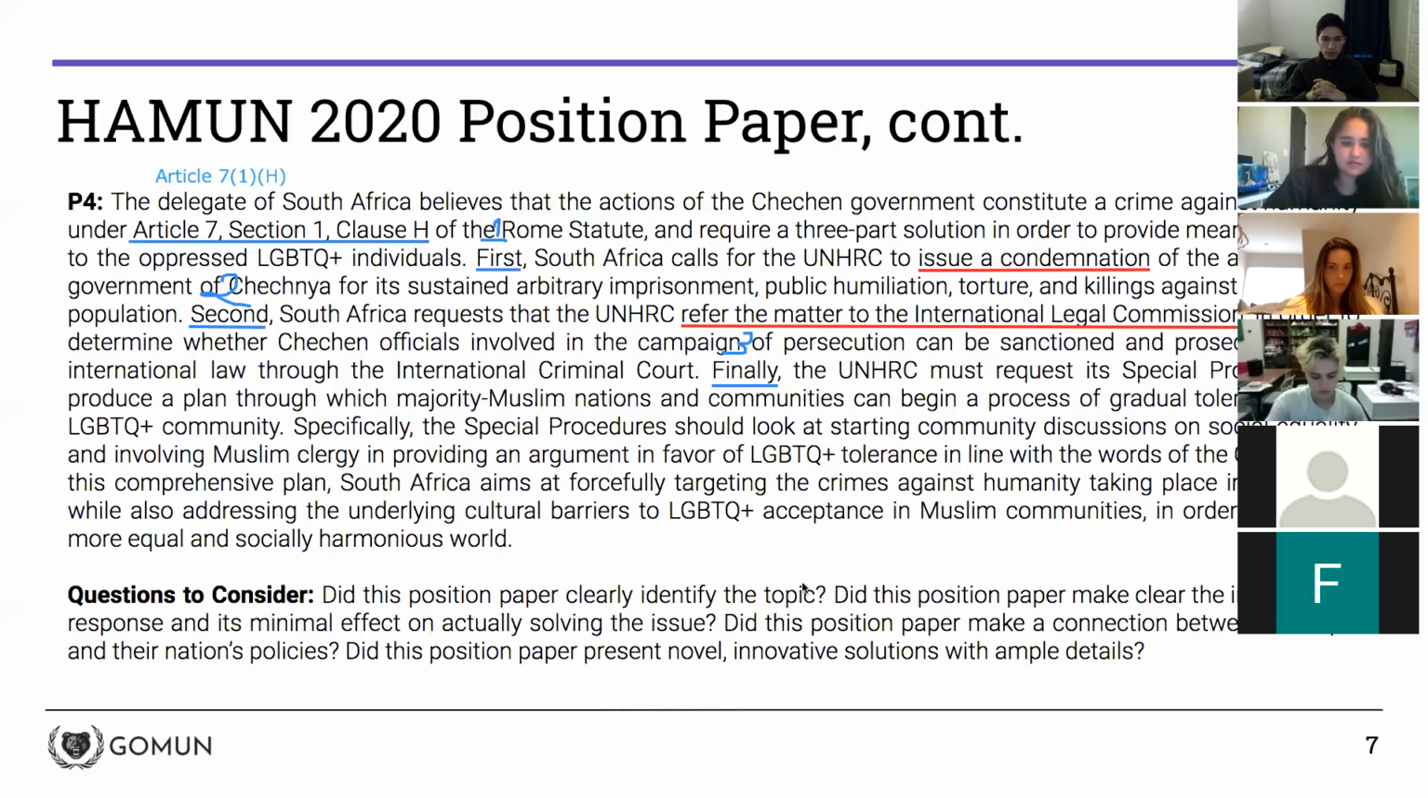So basically it's saying they're trying to get Muslims to slowly tolerate the LGBTQ community. Yes, that's exactly it. This solution in particular takes it a lot further than Chechnya.